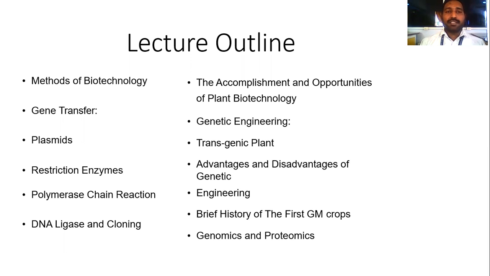If you see methods of biotechnology, these methods will try to cover the accomplishments and opportunities which lie in plant biotechnology. And gene transfer methods are basically genetic engineering tools. Whereas plasmids will help produce transgenic plants in nature. And if you see the restriction enzymes, they have both advantages and disadvantages in genetic DNA modifications.